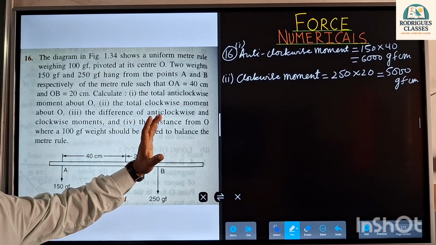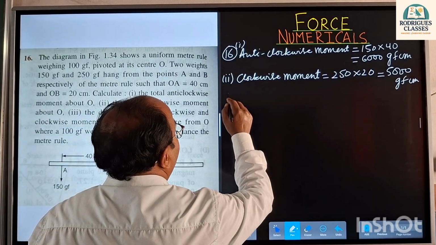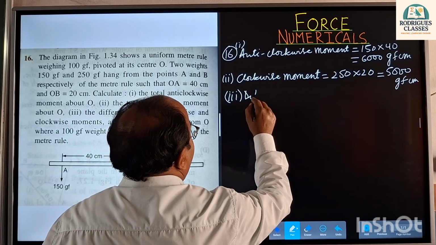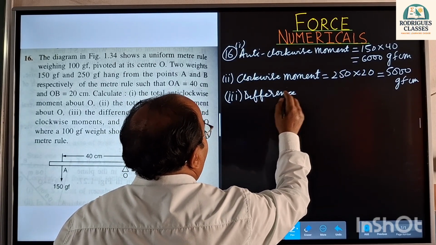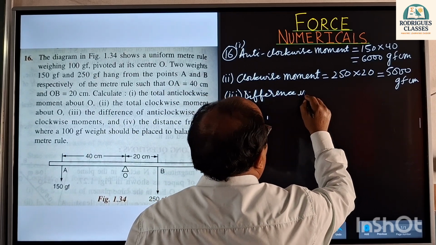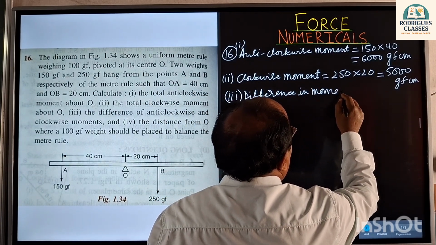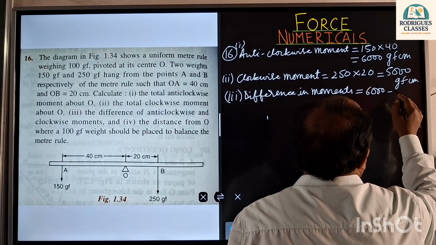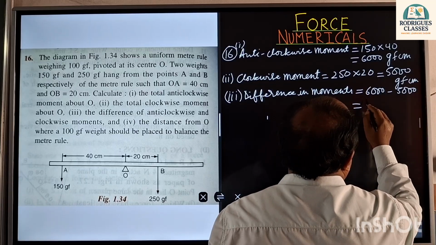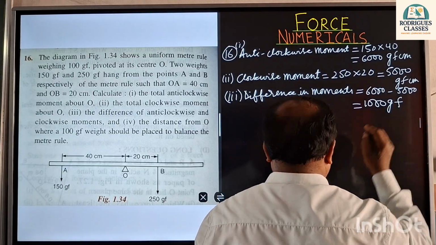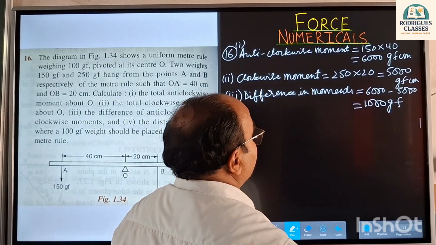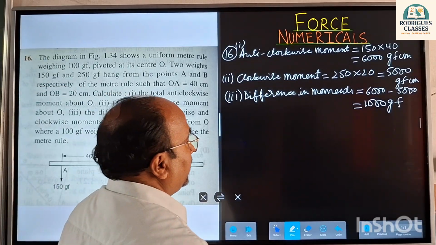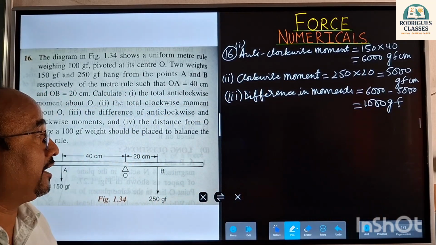Now in the third part, the difference. So we have to minus. Okay. So difference in moments. So we will subtract here. So we have 6,000 minus 5,000. So we get it as 1000 GF centimeter. Okay. So we have got the difference as 1000 and anti-clockwise is more. Okay. So it will be turning in the anti-clockwise direction.